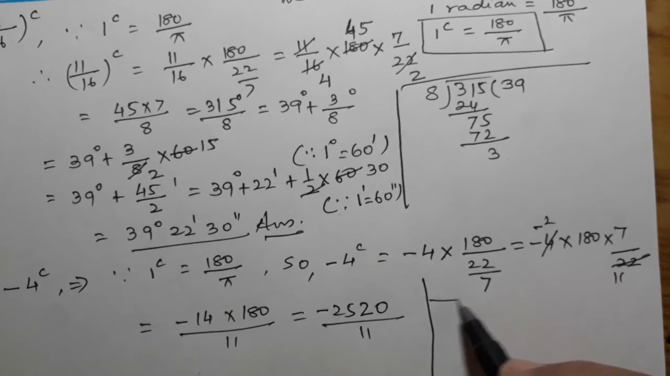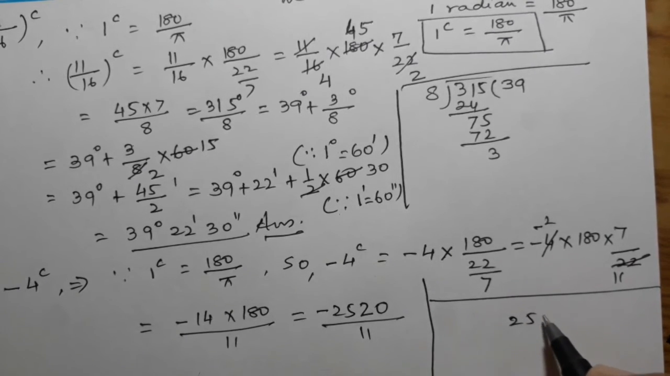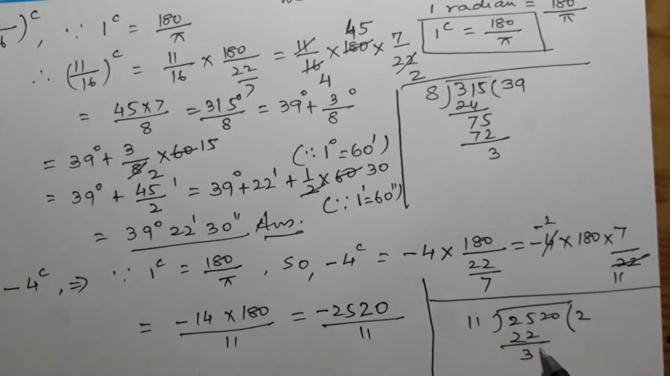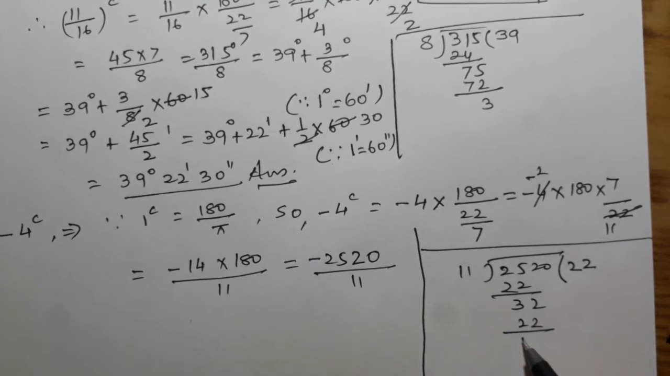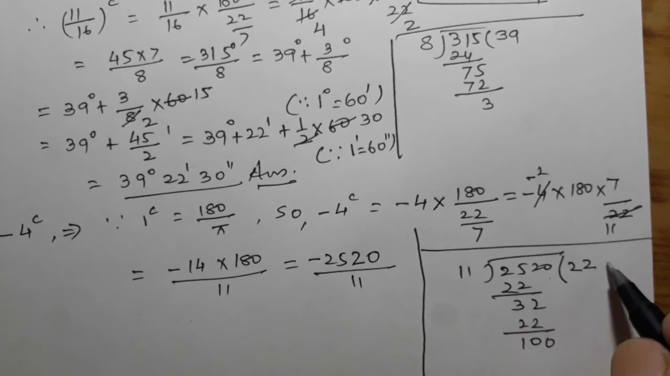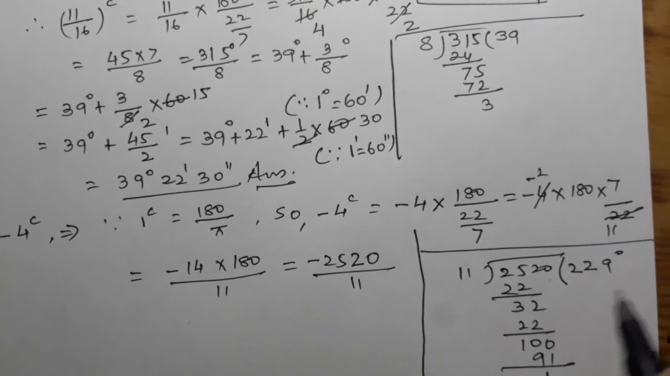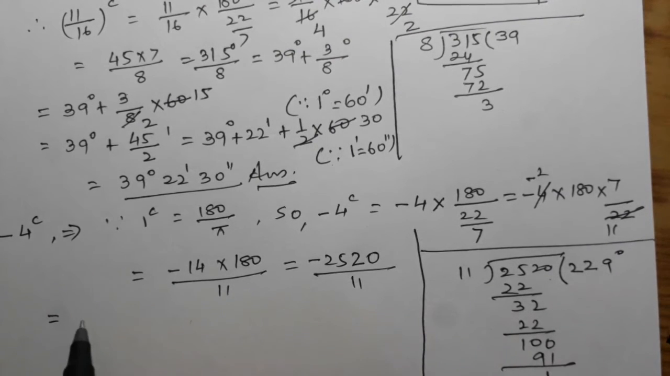Okay, so we shall divide it. 25 divided by 11, it will be 2 times, so it will be 22. 3 is here, 2 will come down here, so 32. Again it will be 2, so 22, and it will be 10, and it is 0 here, so 110, 11 nines are 99, 1 will be remainder, so it will become 229 degree plus 1 by 11 degree.